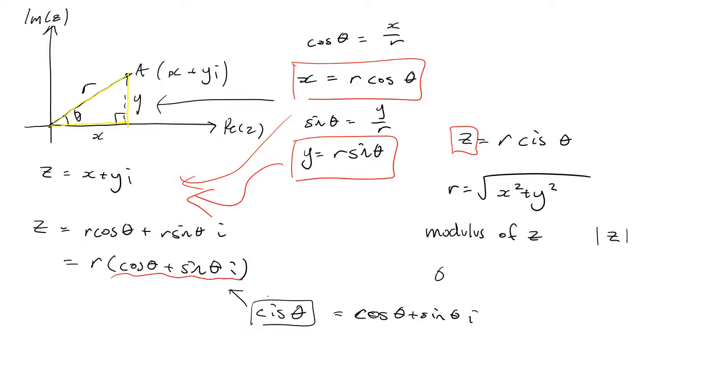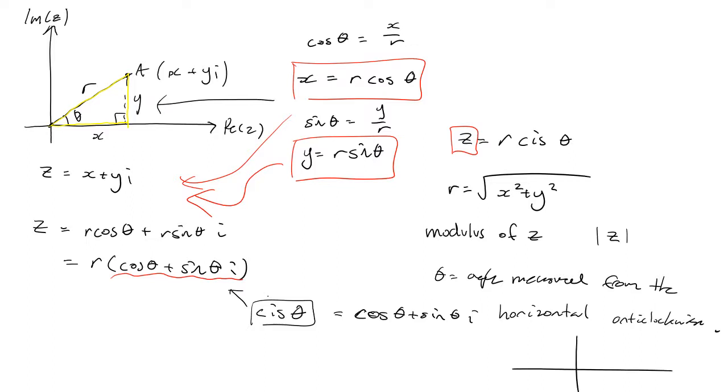And theta is the angle measured from the horizontal axis anti-clockwise. So we measure the angle this way, just like a unit circle, and it's exactly the same as that.